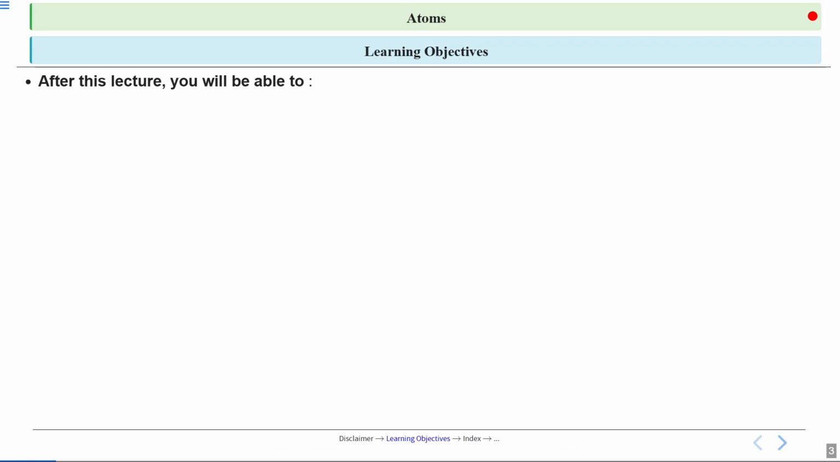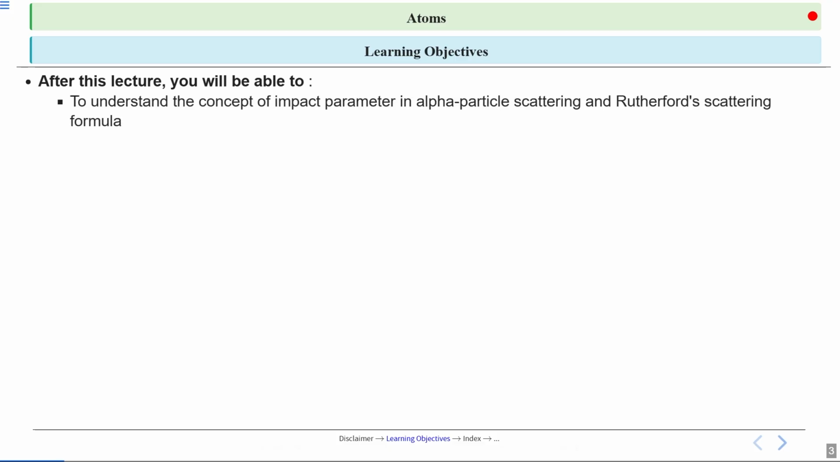So, let's start by looking at what you will be able to understand after this lecture. You will learn about the impact parameter in alpha particle scattering. The impact parameter is the perpendicular distance between the path of an incoming alpha particle and the center of the nucleus it approaches.